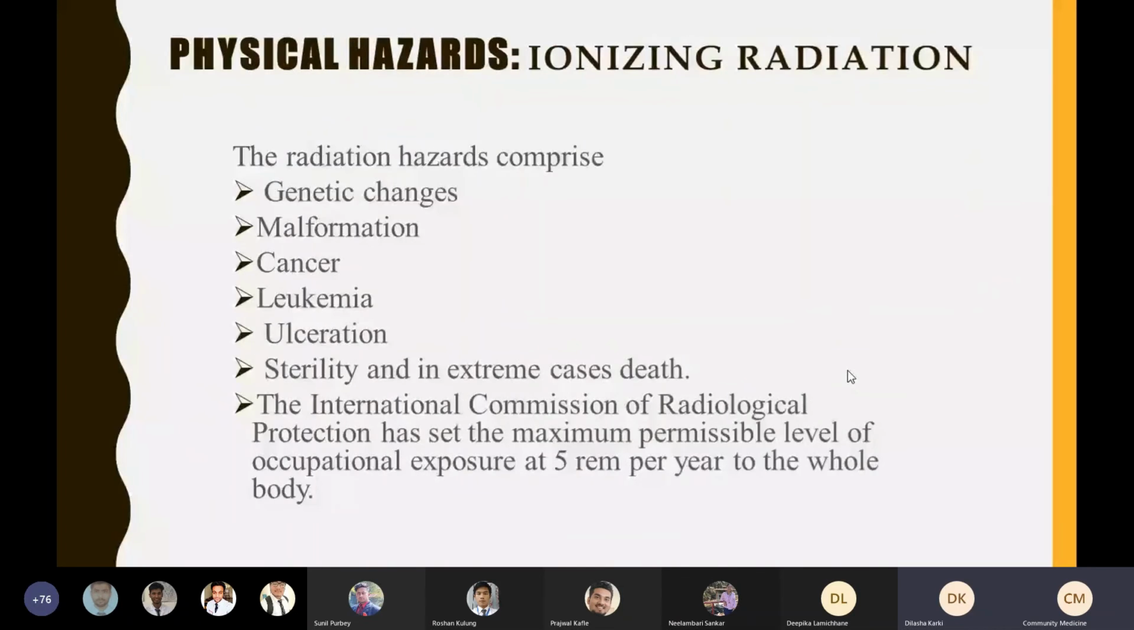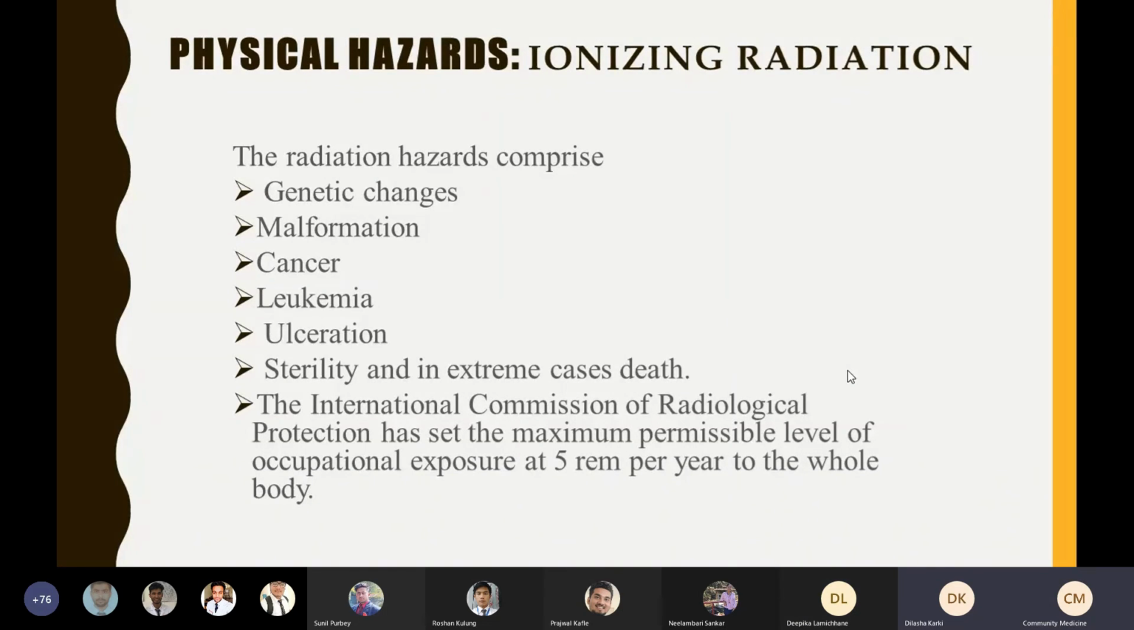Okay, the radiation hazards, this topic has already been covered, I think, right? This radiation has already been taught to you, right? Yes, ma'am.